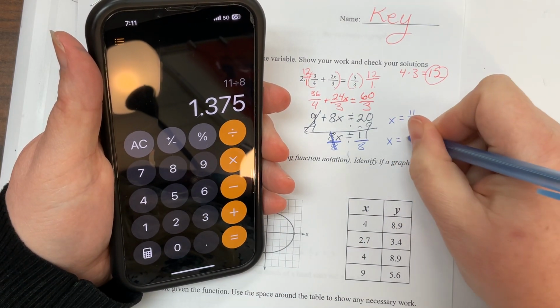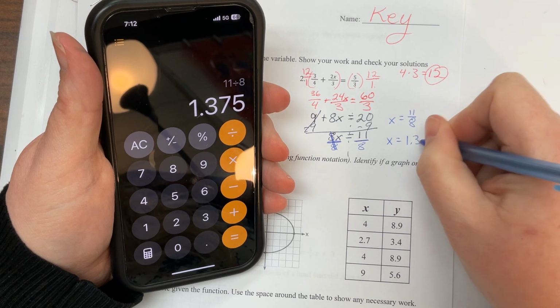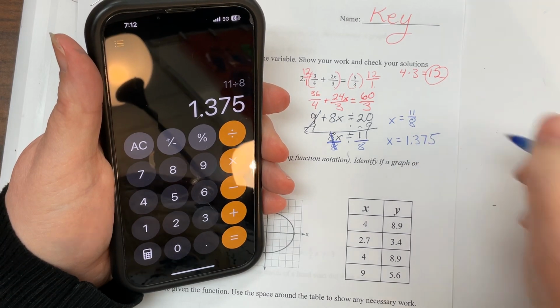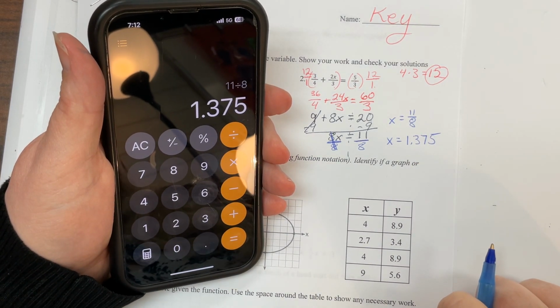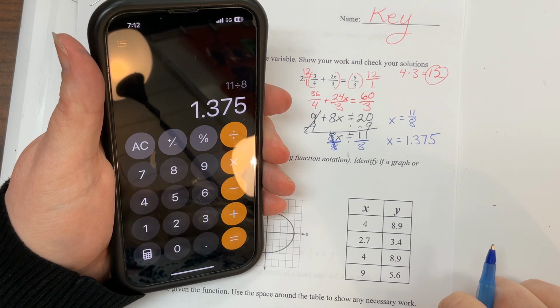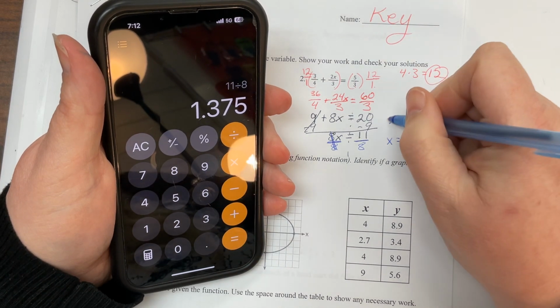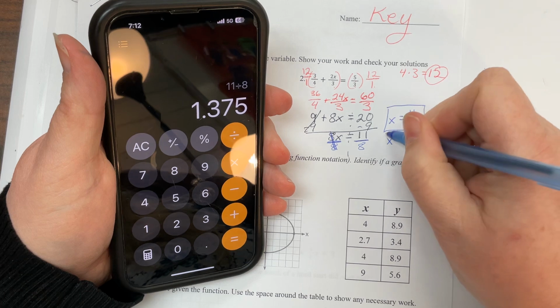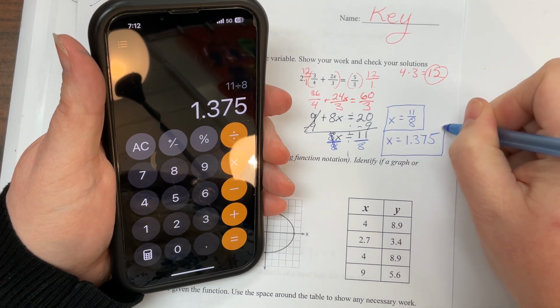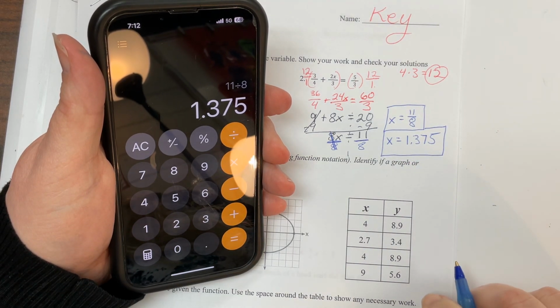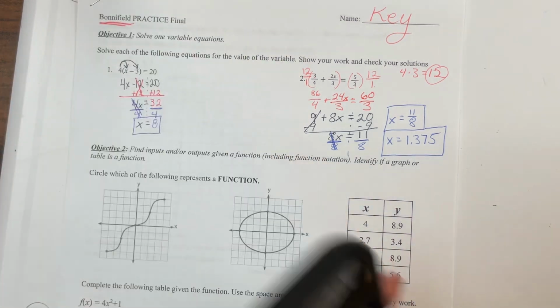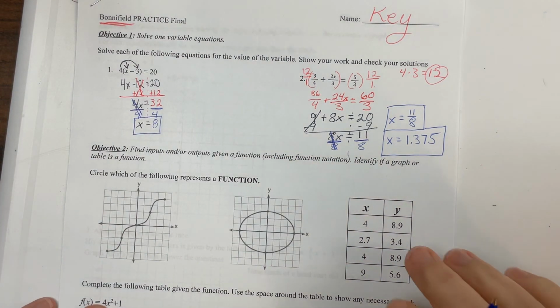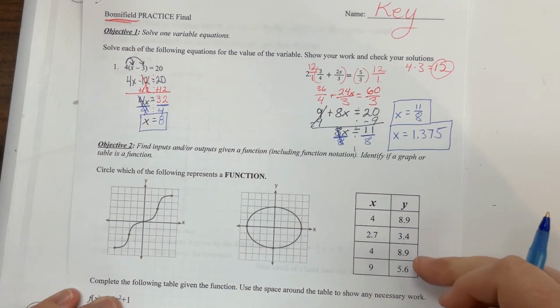X equals 1.375. Sometimes you just get numbers and they're not pretty. If you have not pretty numbers and you leave them like this, that's okay. All right? Okay. Let's see what else we've got here.